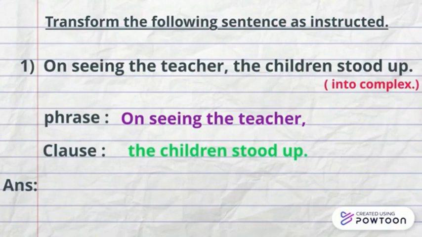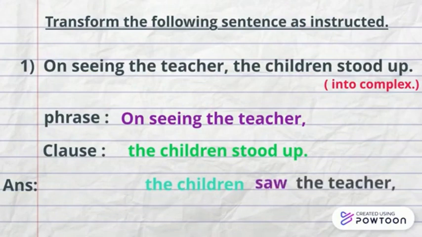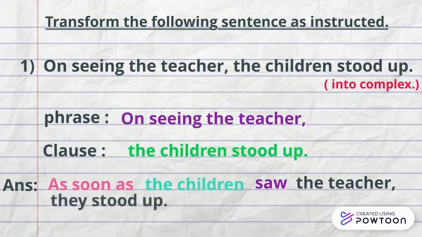Add a subject, the children. Change the non-finite verb seeing into a finite verb, saw. Then add the object, the teacher. We have framed a clause. Now add a subordinating conjunction to change it into a subordinate clause. Great! We have changed the phrase into a subordinate clause. Now add the main clause, they stood up. That's it. We have transformed the simple sentence into complex.